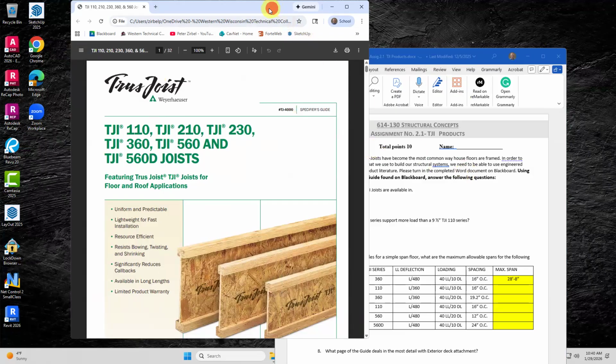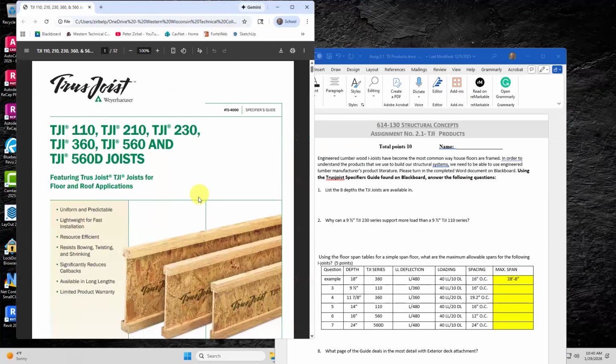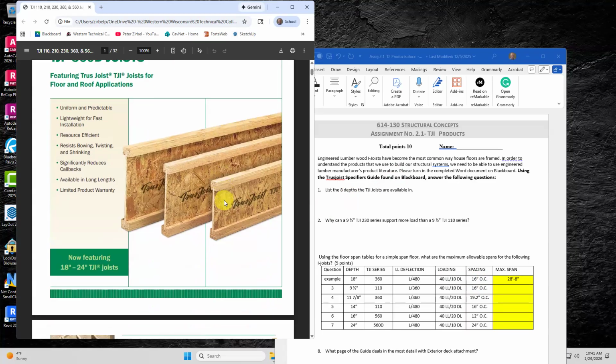So we want to find, based on, I'm going to show you my example here, based on an 18-inch depth TGI, that's a 360 series. Remember deflection, we're going to go with L over 480 deflection. We have a 40-pound live load and a 10-pound dead load at 16 inches on center for a joist spacing. What's the maximum span? So I did one for you as an example. I'm going to show you how I did that.